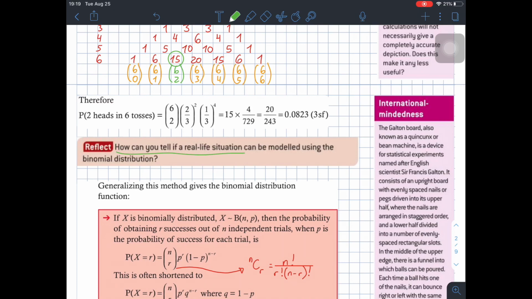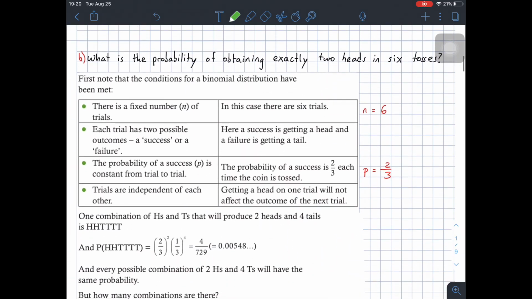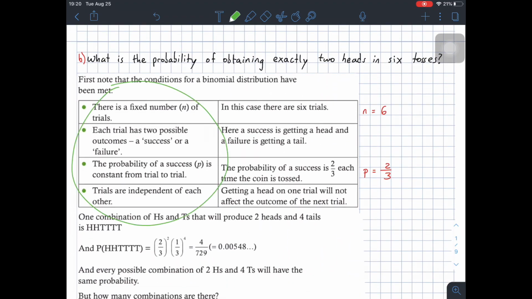Then it says, how can you tell if a real-life situation can be modeled using a binomial distribution? Okay, we already know that. In order to be able to determine that, these 4 conditions must be fulfilled, right?